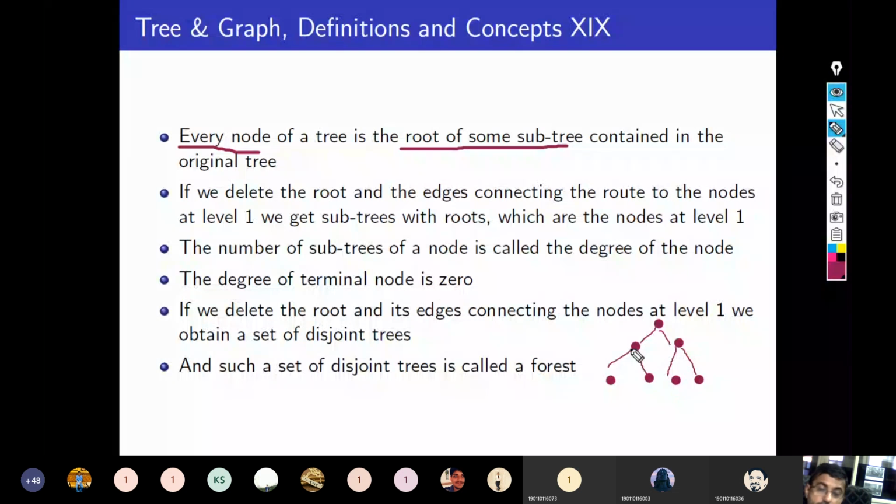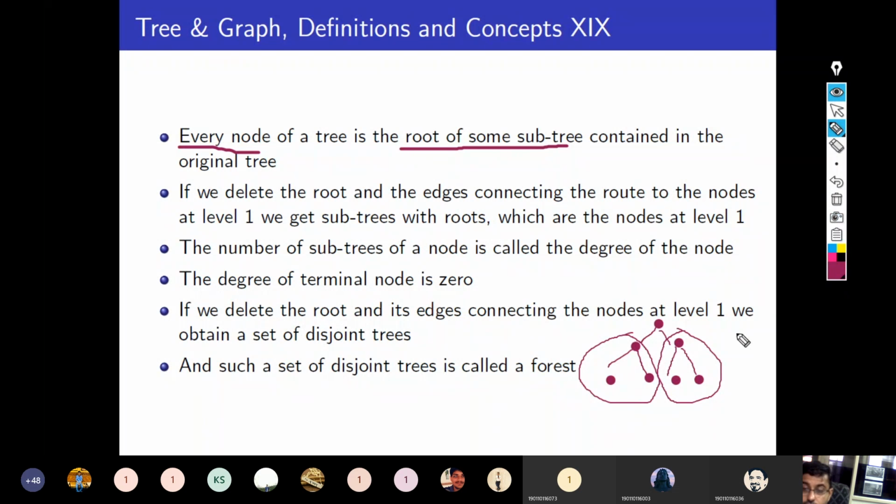So every node is a root of some subtree. You can consider this tree, and this tree is made up of these two subtrees. This tree is made up of these two subtrees in that way. So if we delete the root and the edges connecting the root to the nodes at level 1, we get the subtrees with the roots, which are the nodes at level 1.